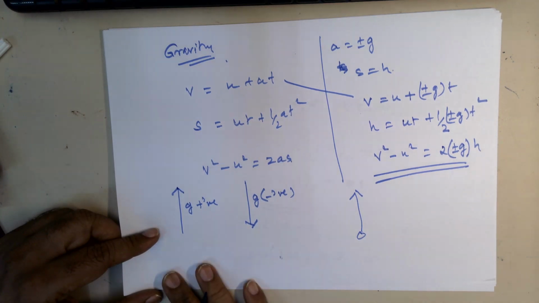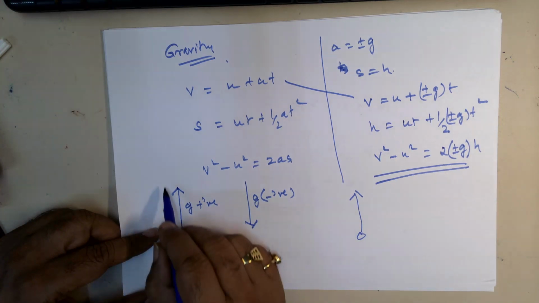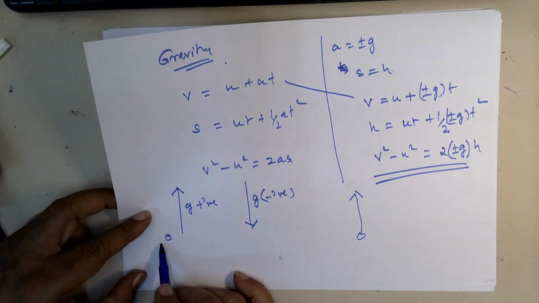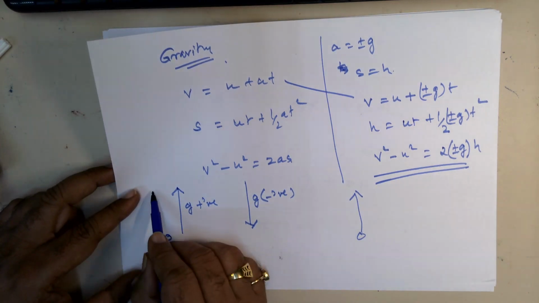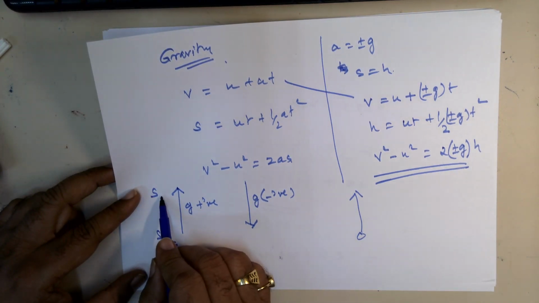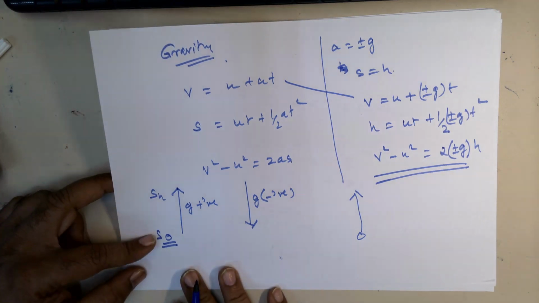Are you able to follow? When the body is thrown upward, let us talk about a body which is kept at zero, ground level. When the body is kept at top level, say about H, okay? Now what happened? Where will the gravity be more?